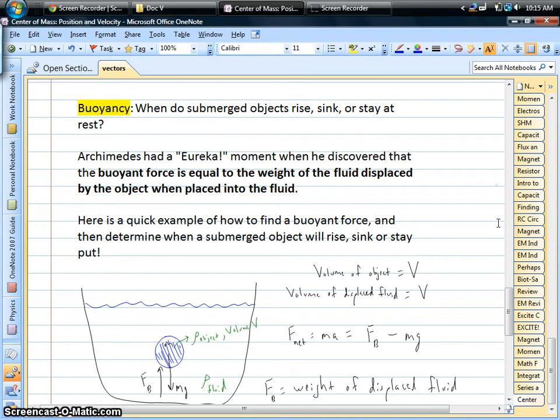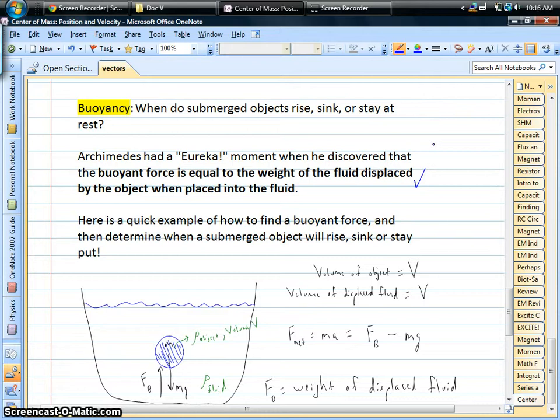Okay, we're back, and this is a mechanics one. This is just a short video on buoyancy and how to find buoyant forces, and more specifically, what does it take for something to sink or rise if you submerge it in a fluid, or just stay put in some cases? What's actually the physical reasons why that happens?